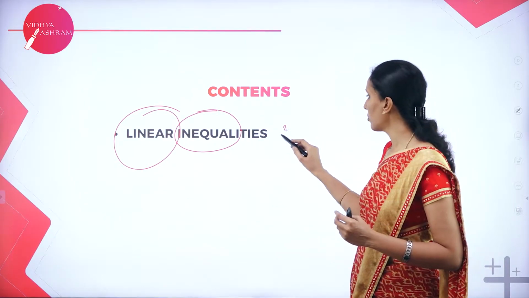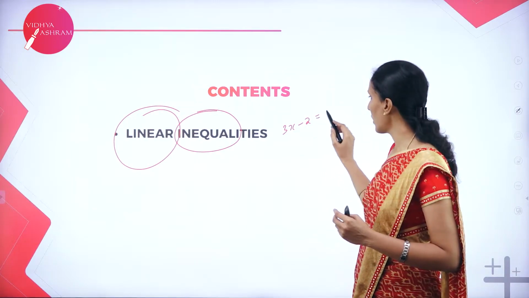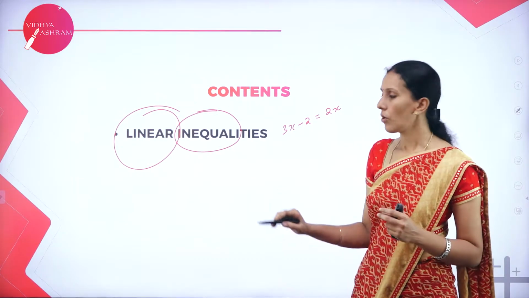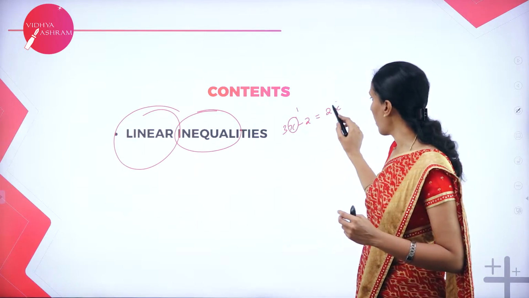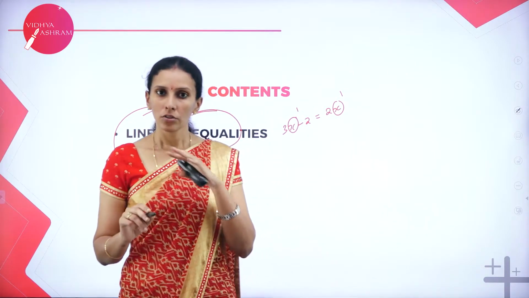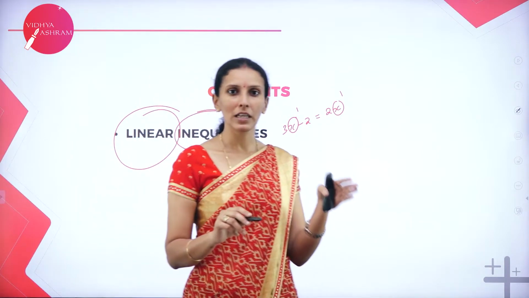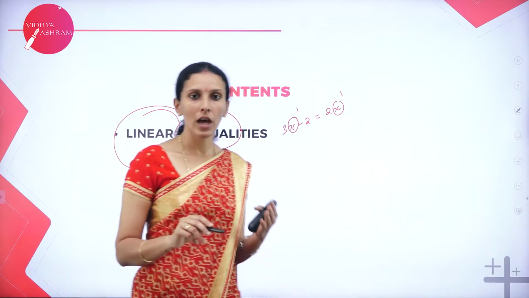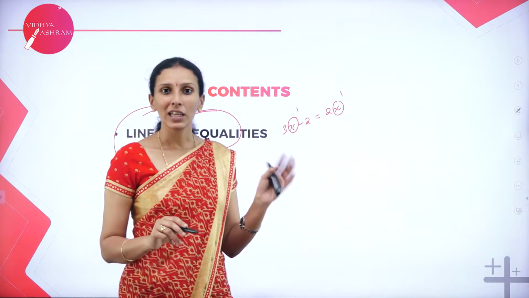For example, 3x minus 2 is equal to 2x. So here the power of the variable is 1. Whenever you have the power of a variable as 1 throughout the equation, it is nothing but a linear equation. And here we are talking about inequalities.